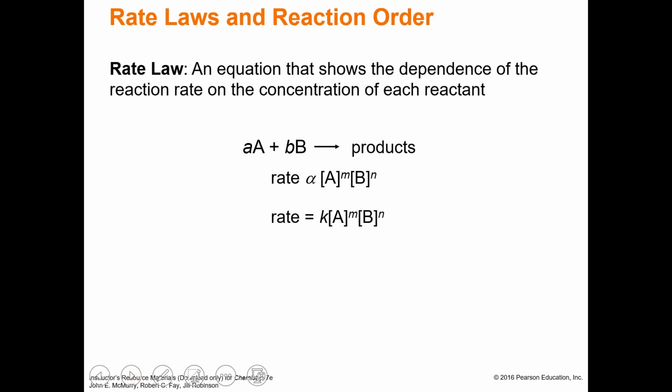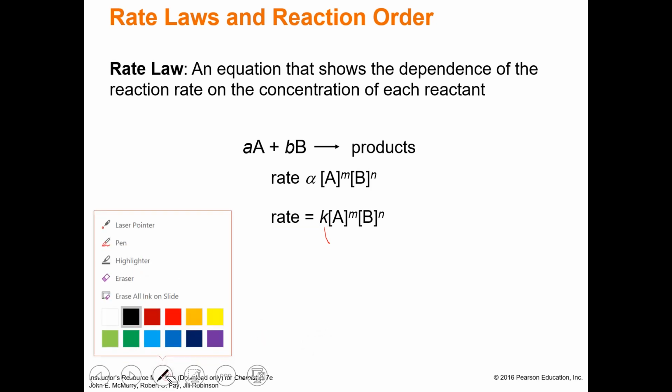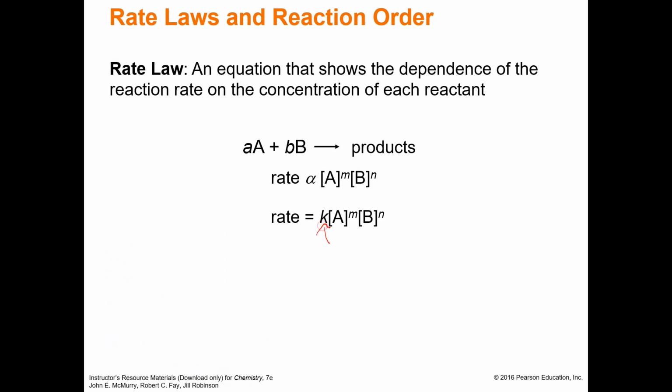We can write a rate law for this reaction, and a rate law takes the form: the rate is equal to k, which is a constant, and that constant would be specific to that reaction and to the temperature at which that reaction takes place. Now, the concentrations of A and B are raised to some power. But notice the letters here. We have m and n. Notice those are not the same as the coefficients up here.